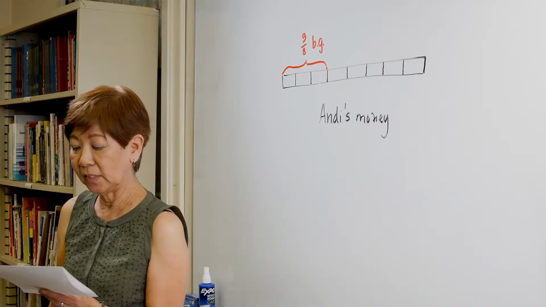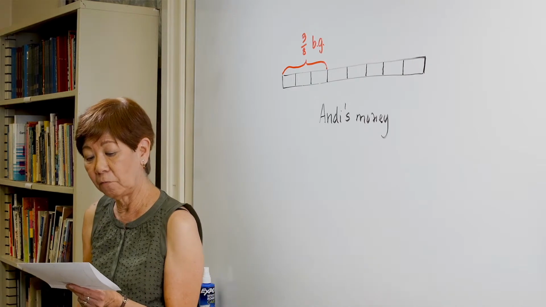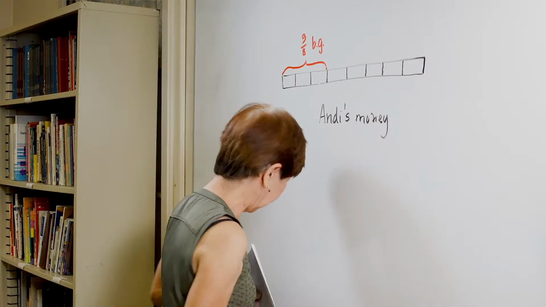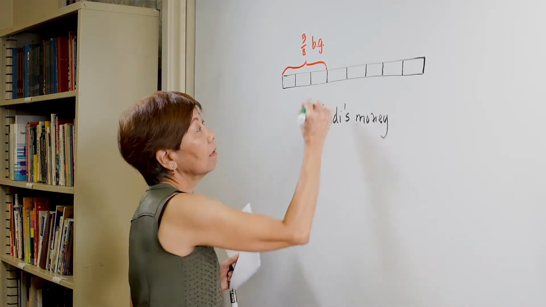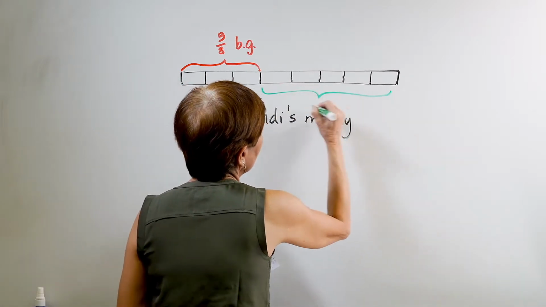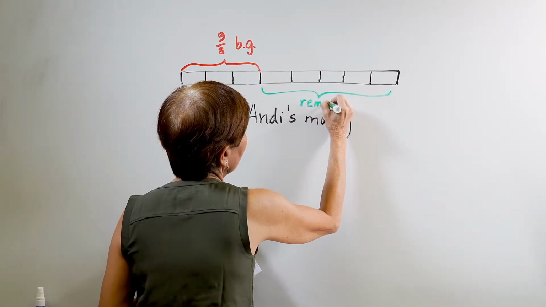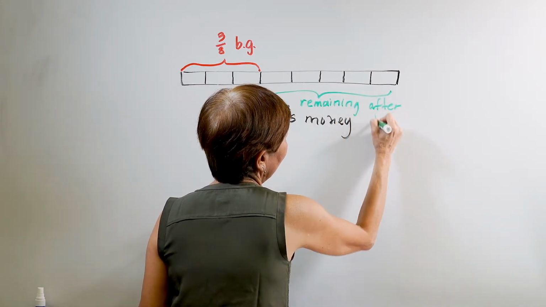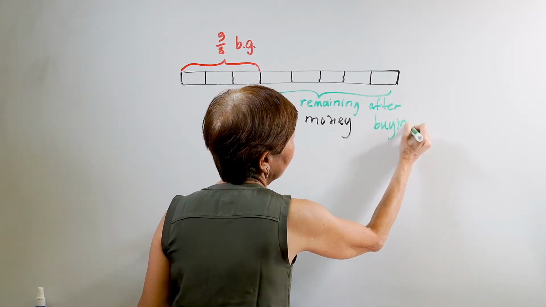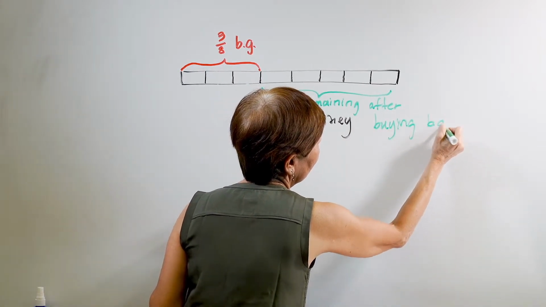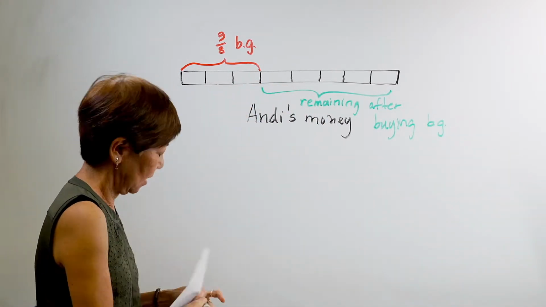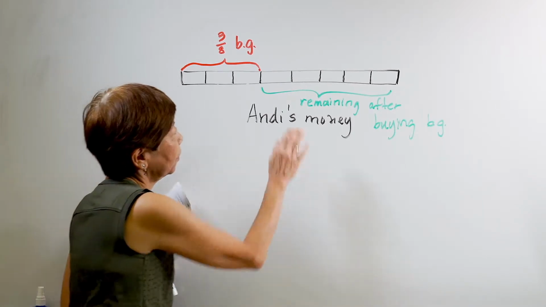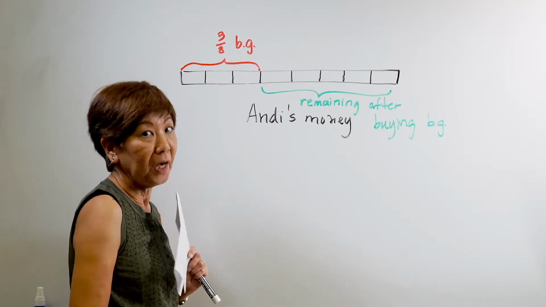Then the problem tells us she spent 1/5 of what was remaining on a movie ticket. So here's what is remaining. So let's label that. Remaining after buying the baseball glove. So she spent 1/5 of what was remaining on a movie ticket. So here's what's remaining, and we need to find 1/5 of it.